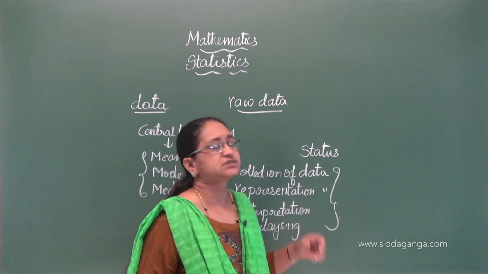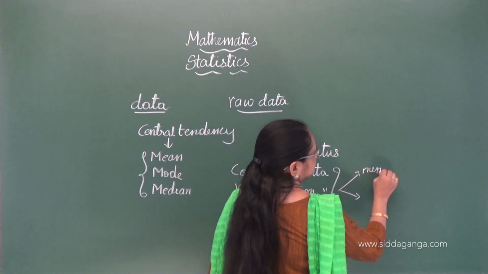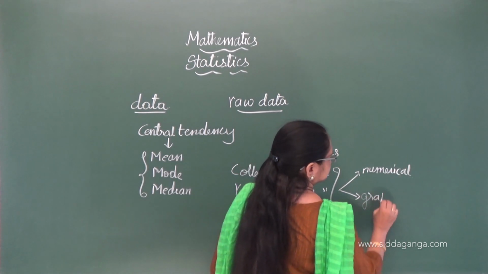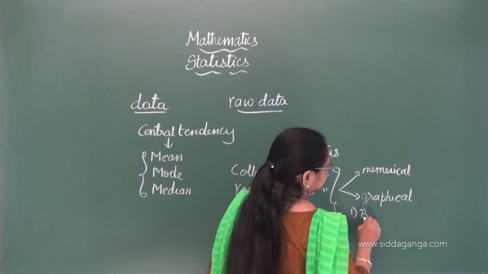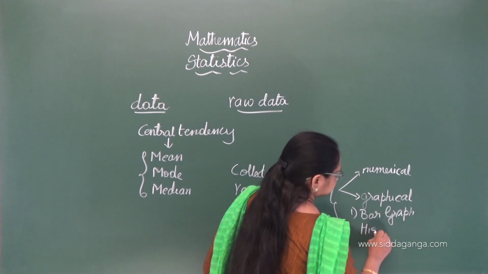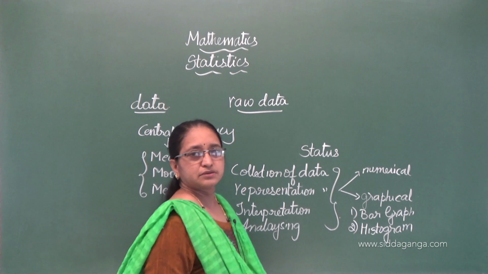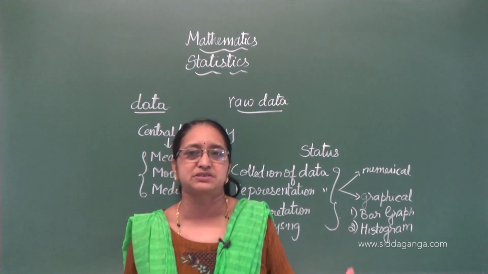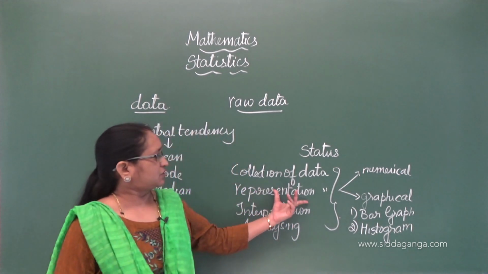When we represent this data, representation can be of two forms. One is numerical form, or the graphical method. Graphical way means you have studied the bar graph in the lower class. Histogram you have studied. Frequency polygon you have studied. And in a lower class, pictograph, where by using pictures we represent the collection of data. These are the methods for representing data.